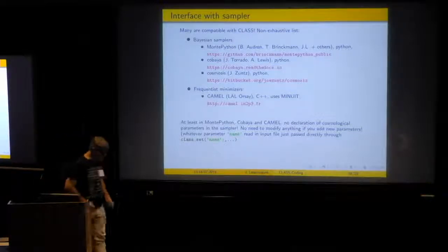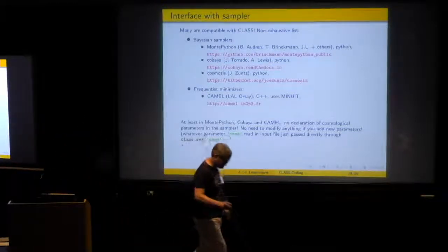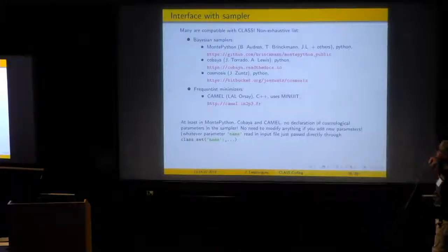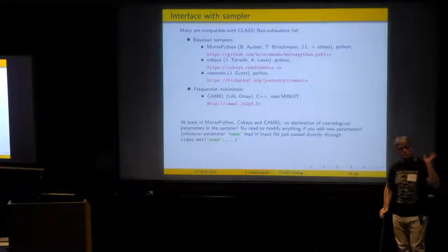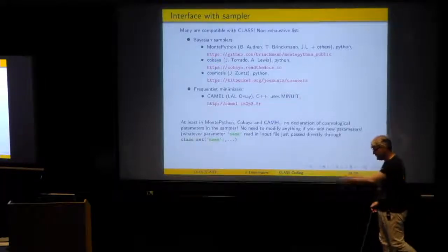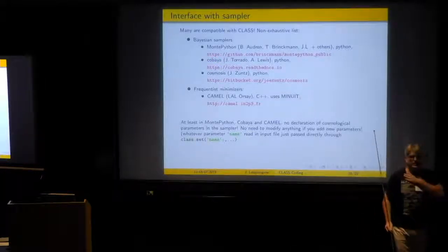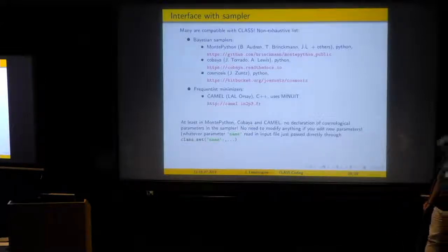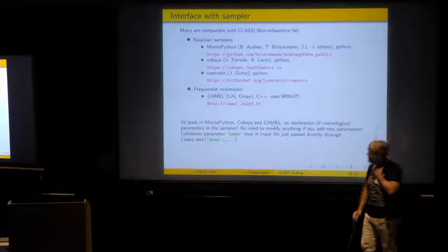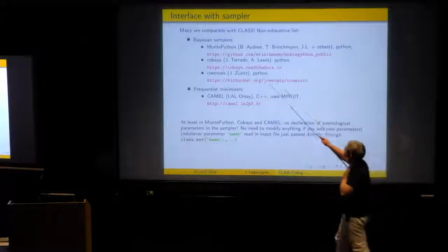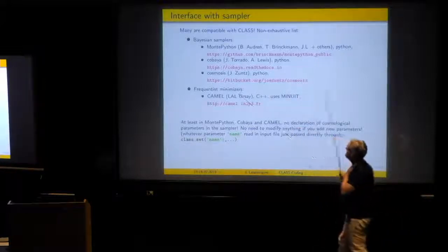Very good. So one last point I want to make. This is a big difference between all the codes that I'm advertising here and Cosmo MC. These codes are completely generic. They know that they need to call a simulator, sample parameter space, and output some chains. But they don't know that it's doing cosmology. They don't know the meaning of any parameters. And the cosmological parameters are never declared in any of these codes. I'm not sure about Cosmosis, but at least MontePython, Cobaya, and Camel.